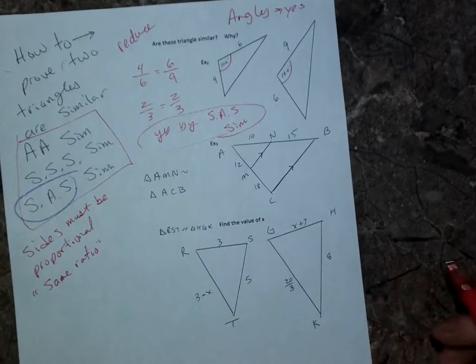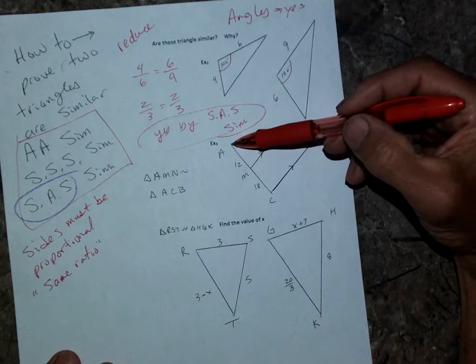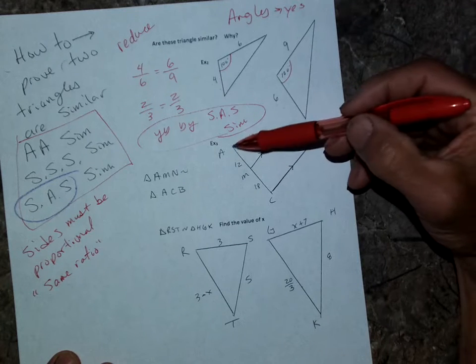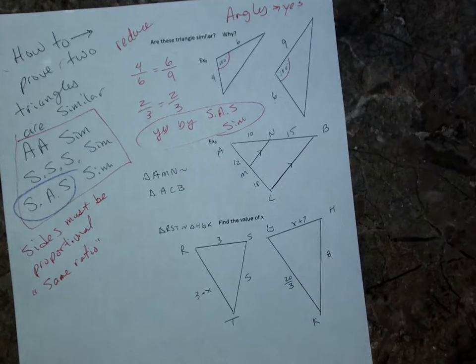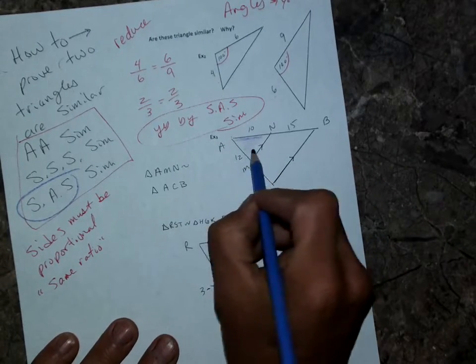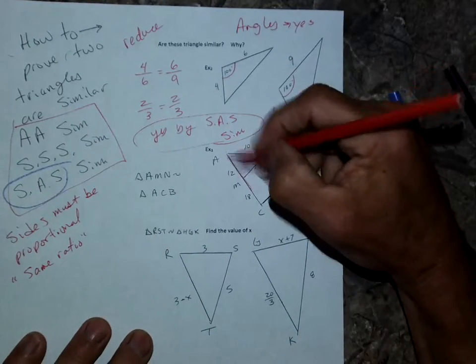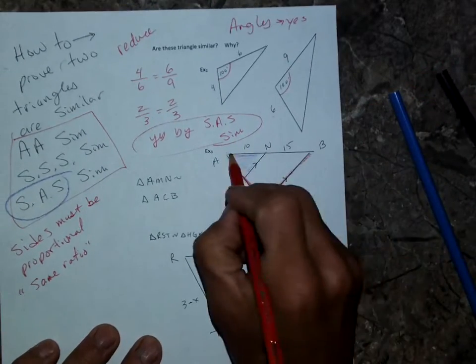All right, now example 3. If we know they're similar, we've got triangle AMN and triangle ACB. Let's take a look. Two different triangles. I got a little triangle and I have the big triangle. So now it's a little tricky with the big triangle. We're going to have to take a look at the big triangle.